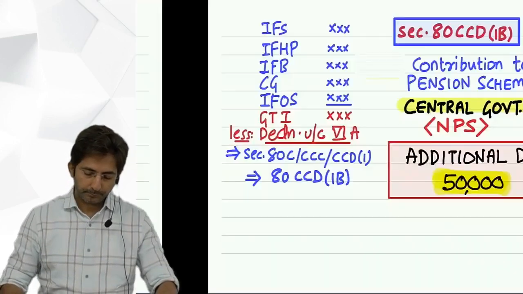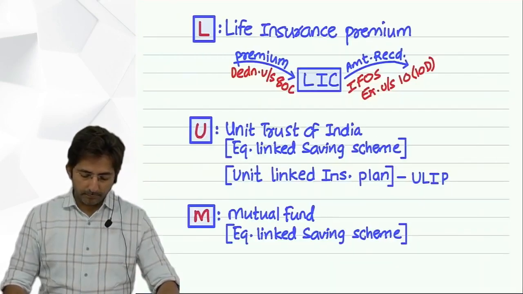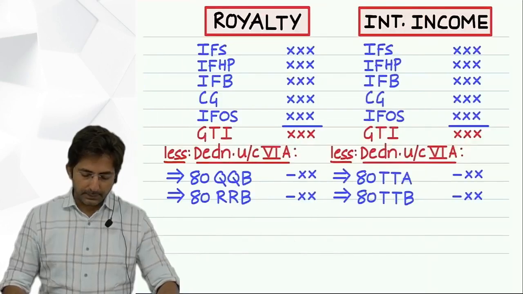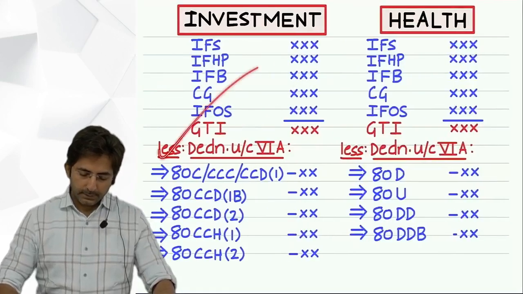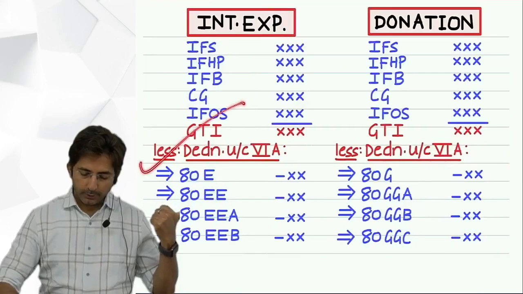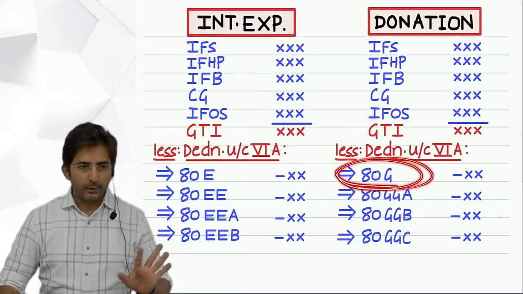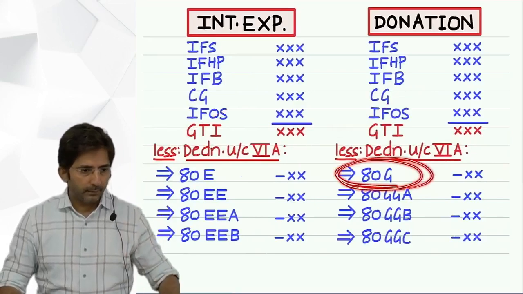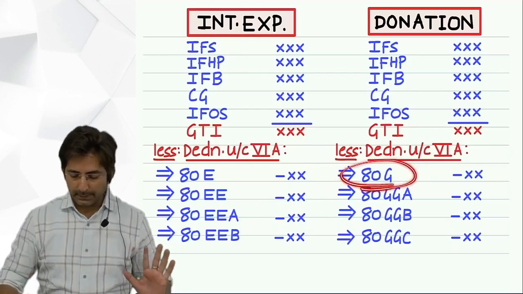Look, what is the status now? In chapter 6A, what is our status? This is done. Check fast. This is done. This is also done. This is not done yet. 80G is there. So I'll do one thing, I'll finish 80G right now. 80G is a big section, but not a tough section. But this is treated as a big section.